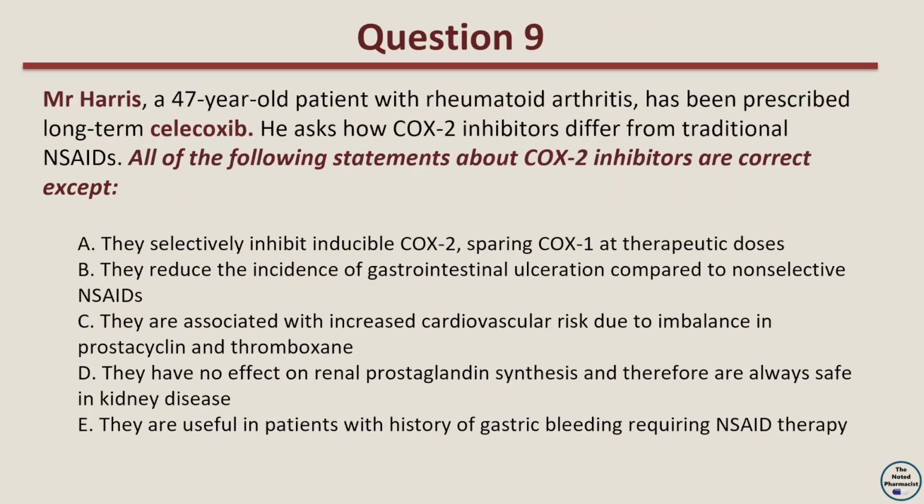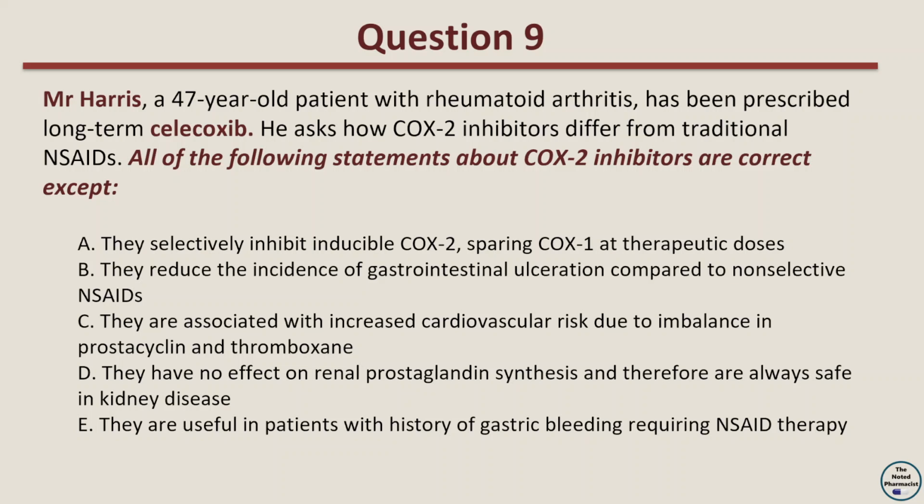Question 9. Mr. Harris, a 47-year-old patient with rheumatoid arthritis, has been prescribed long-term celecoxib. He asks how COX-2 inhibitors differ from traditional NSAIDs. All of the following statements about COX-2 inhibitors are correct except: Option A. They selectively inhibit inducible COX-2, sparing COX-1 at therapeutic doses.